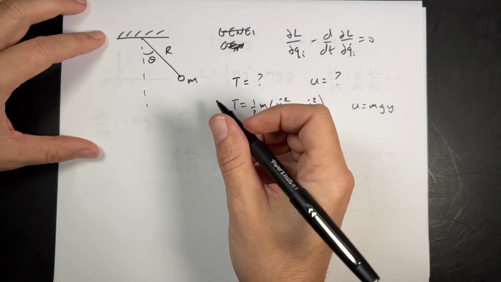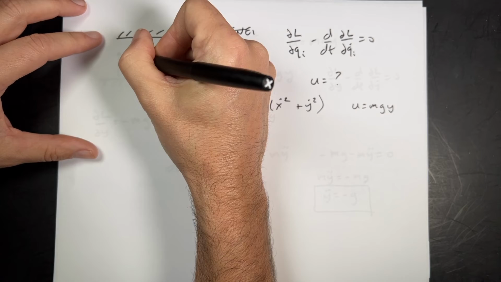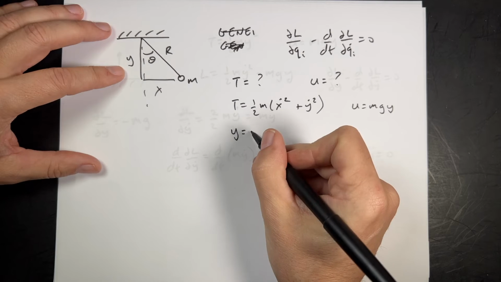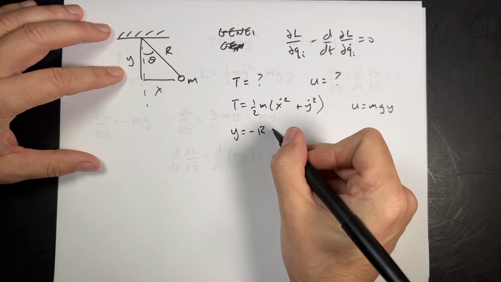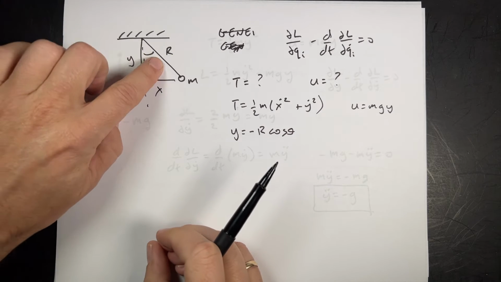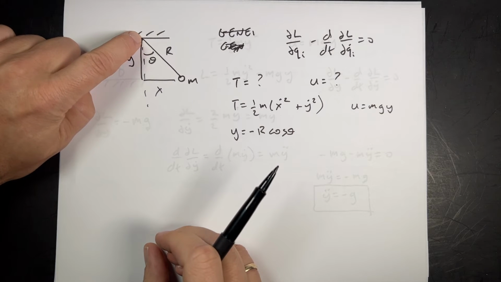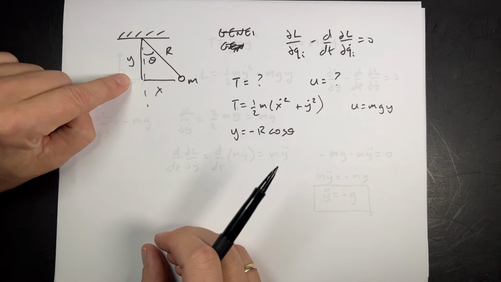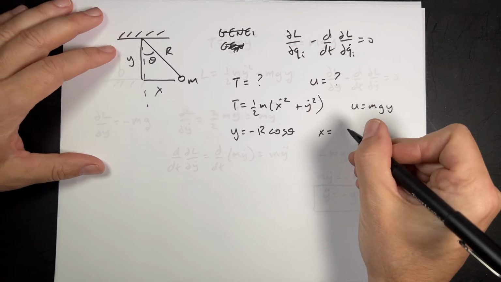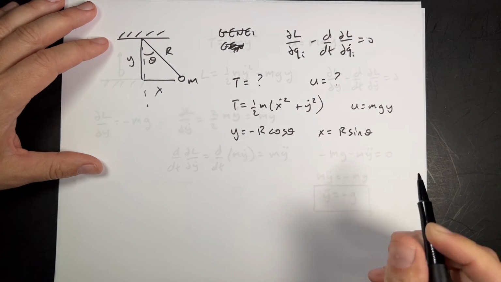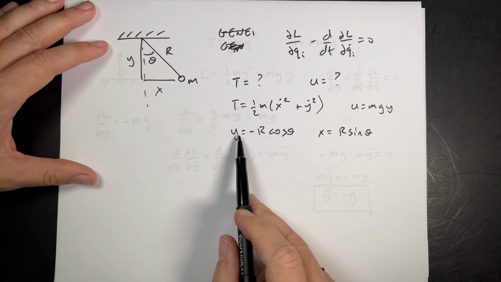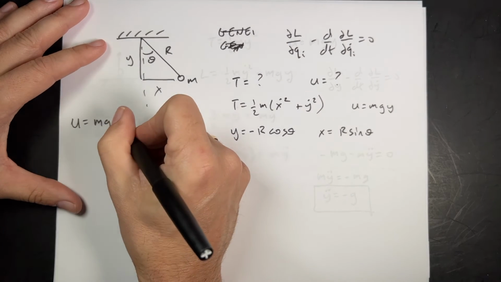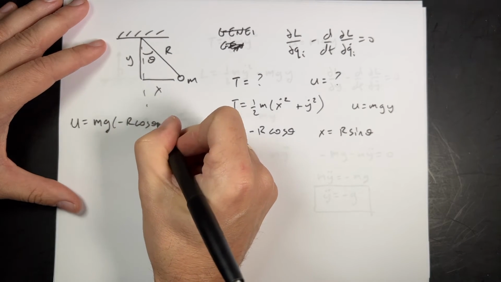Okay, so let's write this. Let's call this y, and that's x. So y is going to be equal to negative r cosine theta, right? Because if this is y equals 0 up here, I'm going to call that y equals 0. You don't have to, you can pick it wherever you want. Then this side is the adjacent, so it's cosine theta, and x is going to be r sine theta. So I can find my potential because it depends on y. U is mgy, but y is just negative r cosine theta.